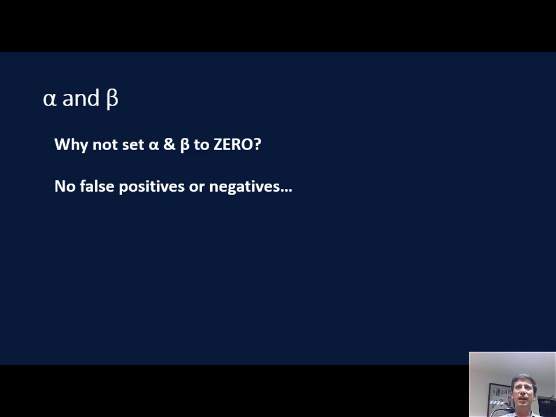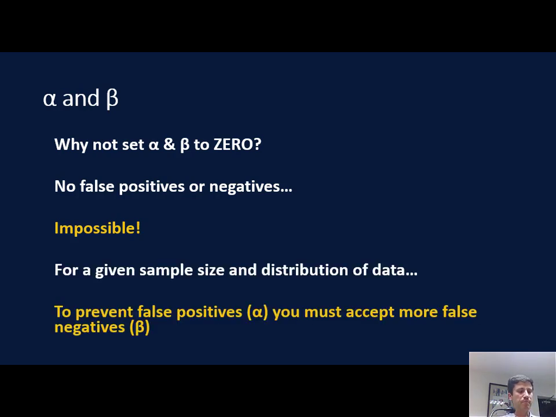So then if we care about truth and we don't want to commit type 1 errors, we don't want to commit type 2 errors in an ideal world, why don't we just set alpha and beta to be 0? 100% power, no type 1 errors. Well, we can't. It would require an infinitely large sample size to do so. And as a result, to prevent more false positives, let's say, alpha, you have to accept more false negatives. They're inversely related to one another.